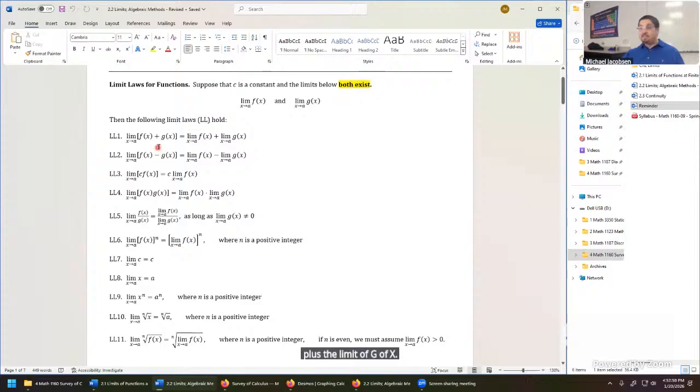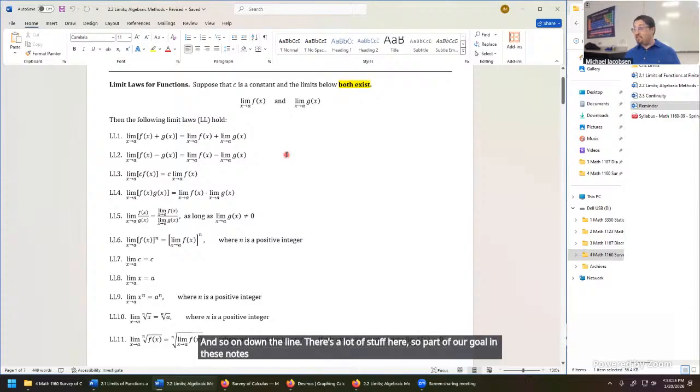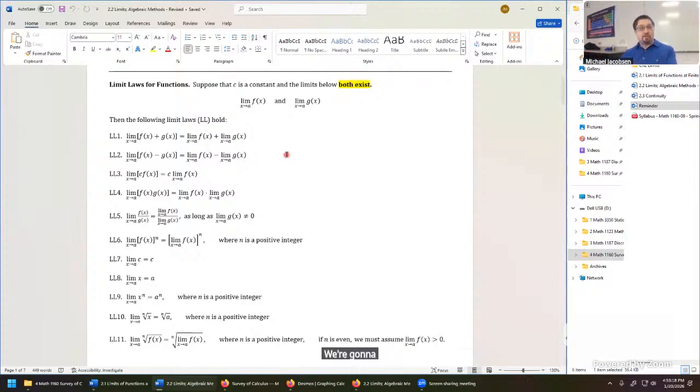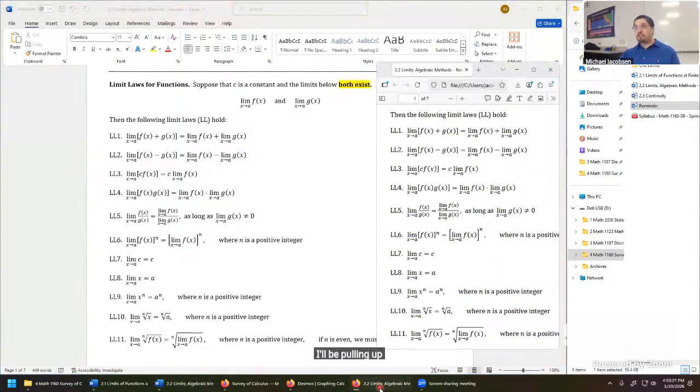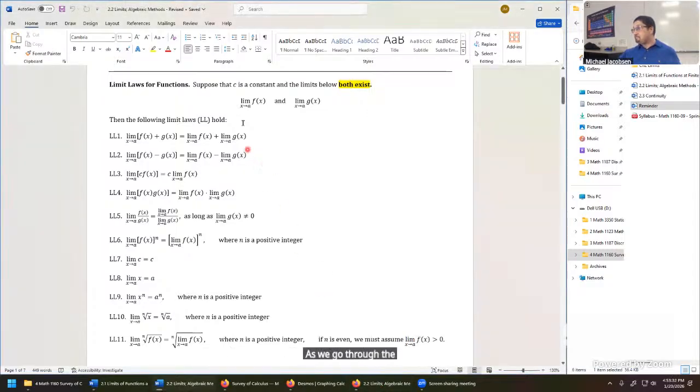If you're subtracting, same kind of idea. If you multiply the function by a value, say like 5, well, you just take the limit of the function and multiply by 5, and so on down the line. There's a lot of stuff here. So part of our goal in these notes is just to break these down. We're going to cite these as we go. So this might be a good page to have at the ready, maybe on a different screen, maybe on a printout. I'll be pulling up this as my quick shorthand. We'll look at them in context as we go through the problems.